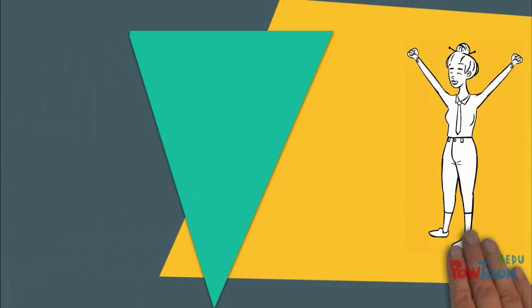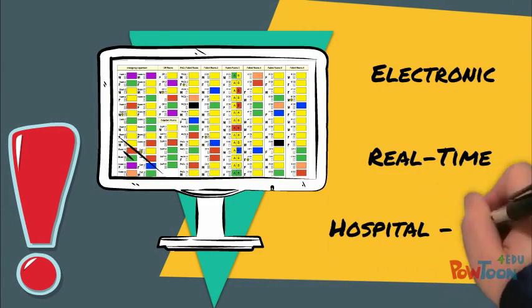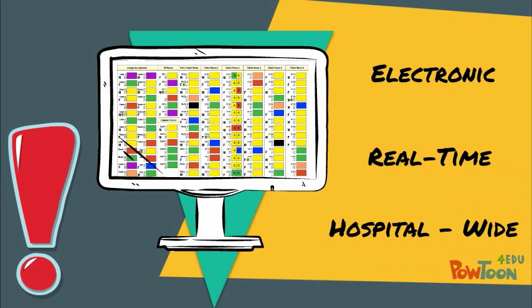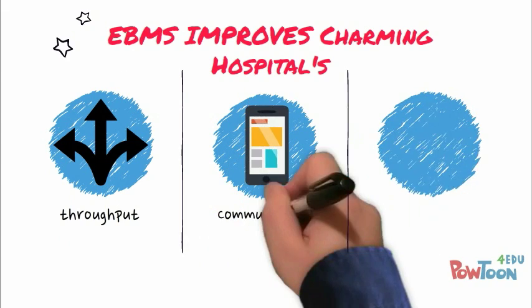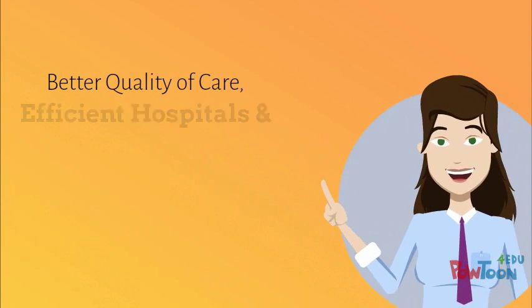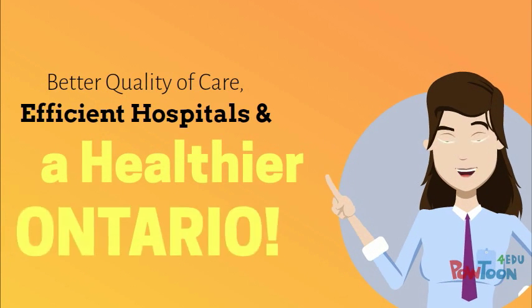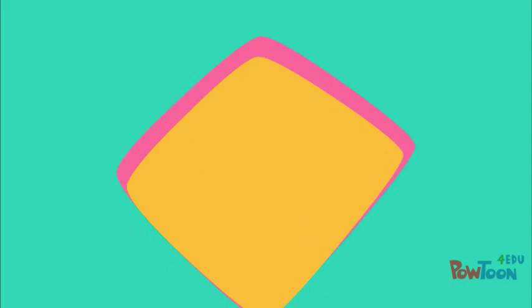By reviewing all of the supporting evidence, Sandra and George are convinced that the implementation of an electronic, real-time, hospital-wide bed management system at Charming Hospital here in Ontario could result in dramatic improvements in throughput, communication, and patient-family experience. To them, better quality of care for the patient is a more efficient hospital and a healthier Ontario.